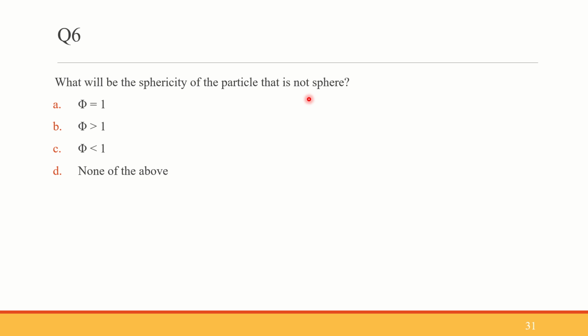Again, this question we have seen only now. As phi value decreases, the more non-spherical the particles are. So phi less than 1 gives the sphericity of the particles that are not spheres. So phi equal to 1 is the sphericity of a sphere. Phi less than 1 is the sphericity for particles which are not spheres. So option C is the right answer.